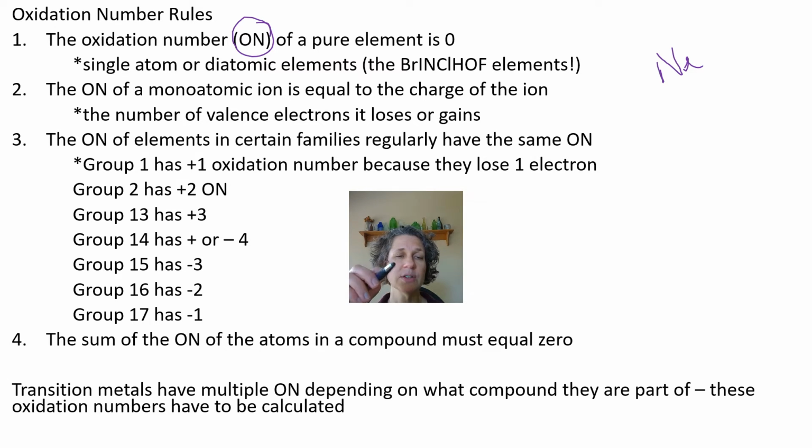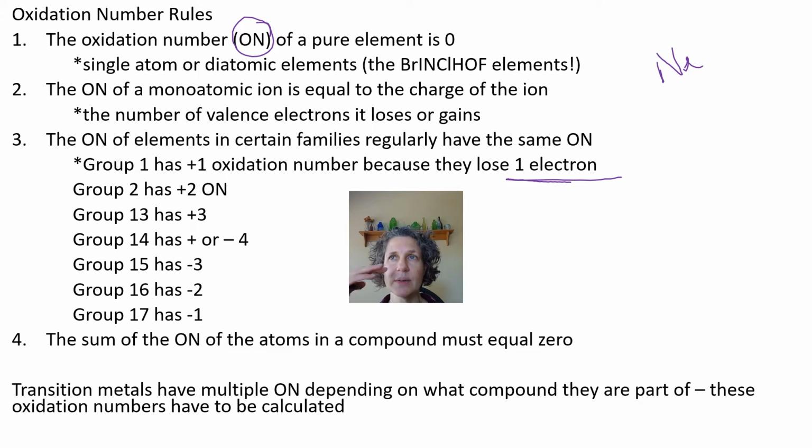Group 1 has an oxidation number of +1 because they lose one electron. Then group 2 has a +2. Group 13 has a +3 oxidation number. We kind of skip over those transition metals. Group 14 has a positive or -4, and that is because that's right in the middle, or about halfway to 8.